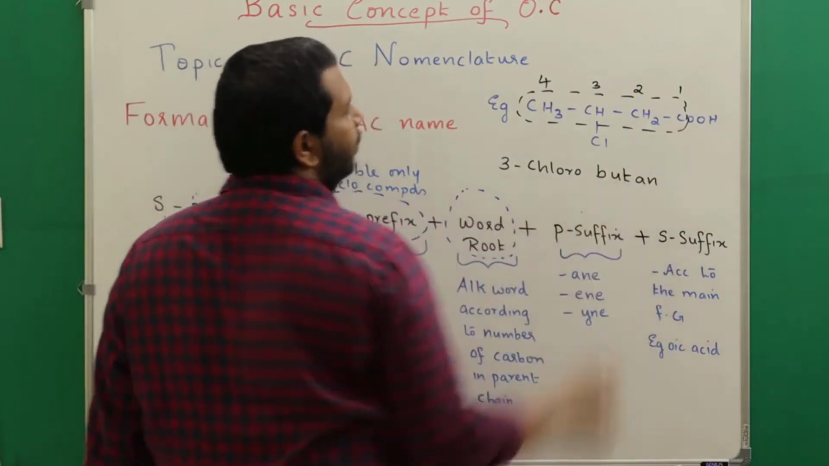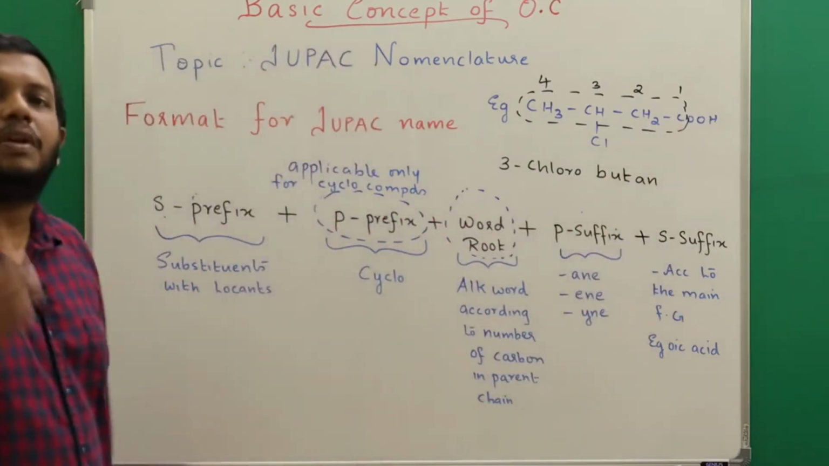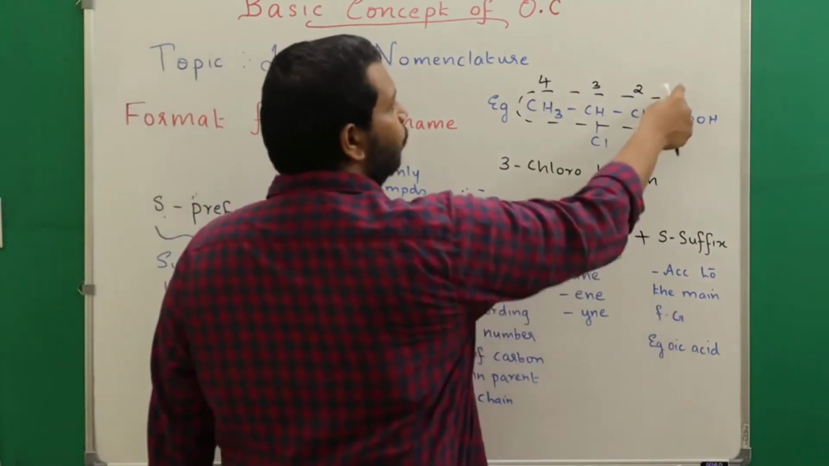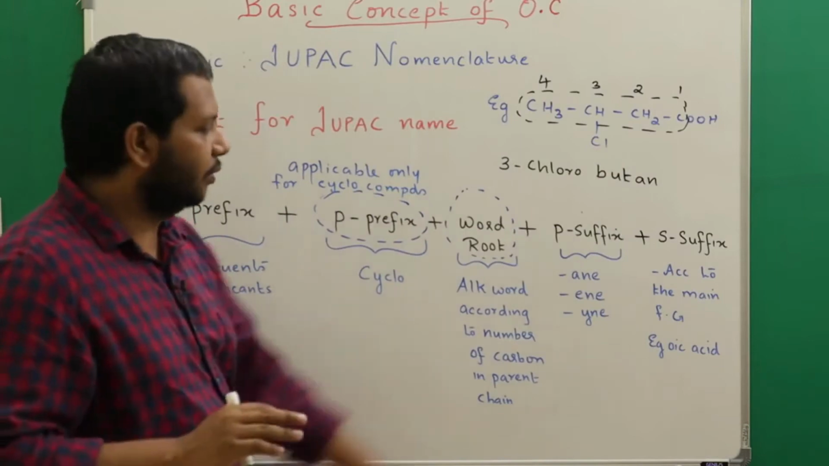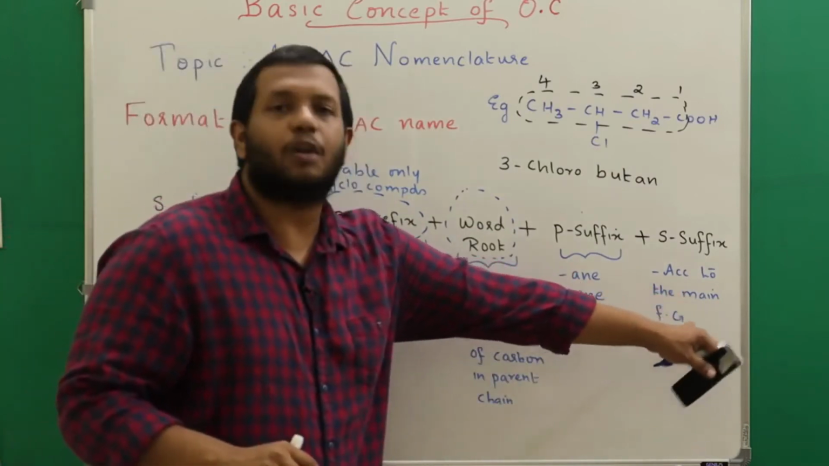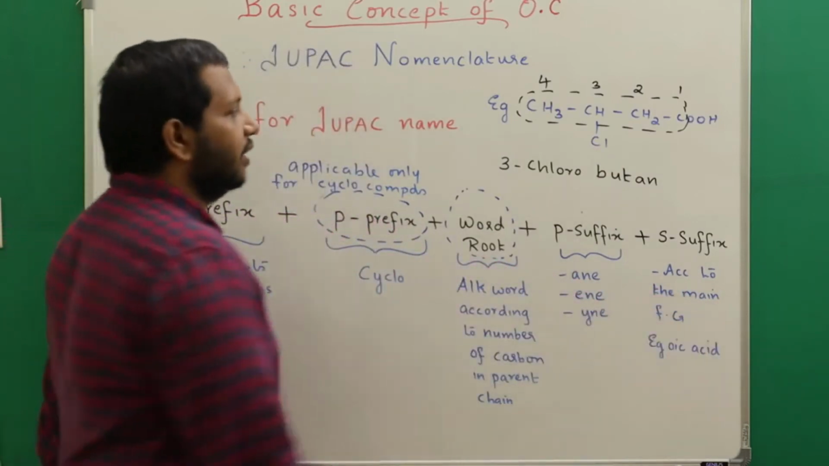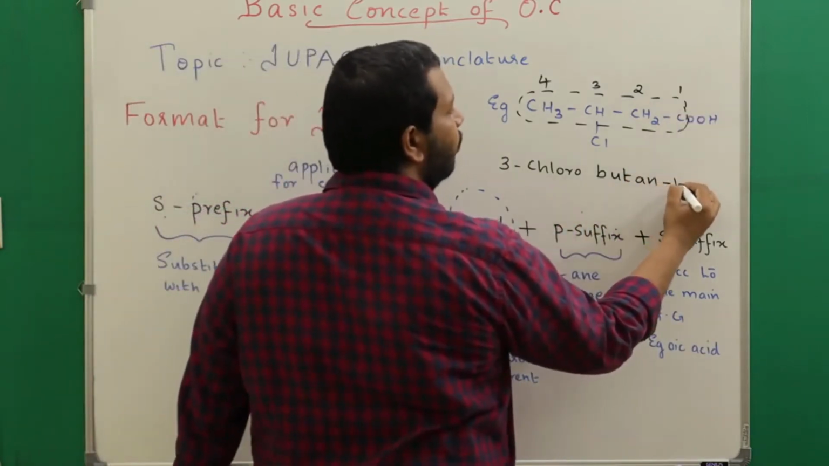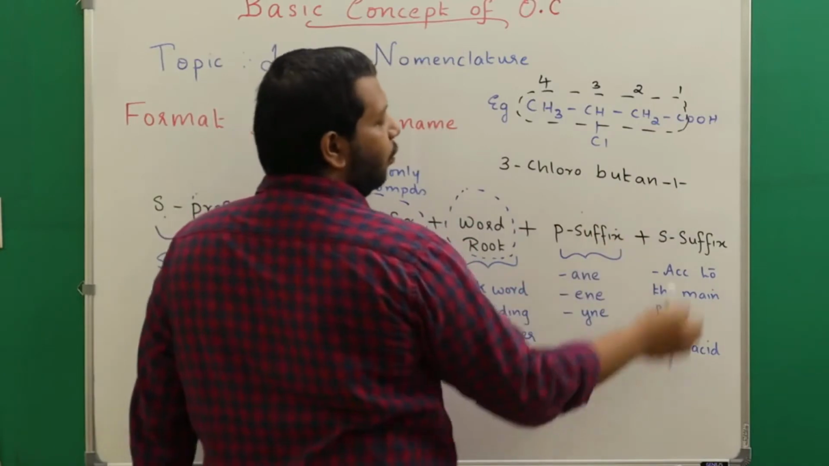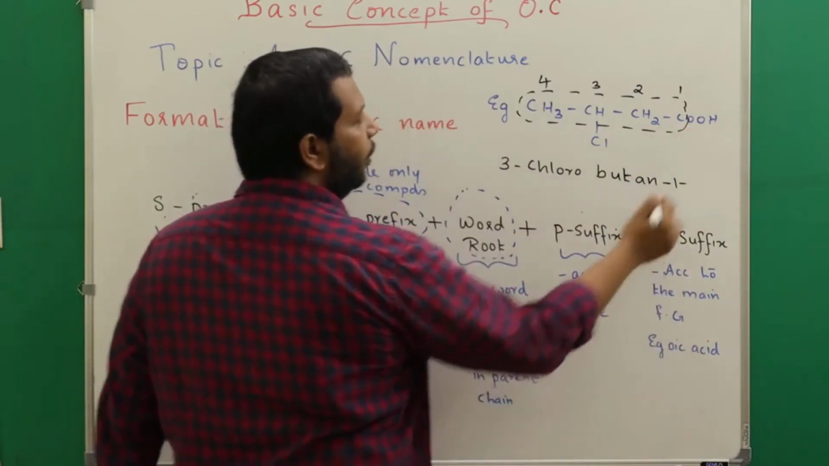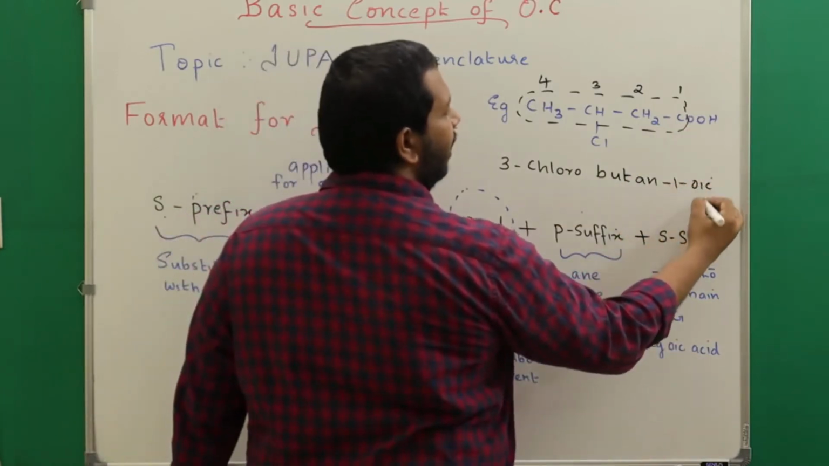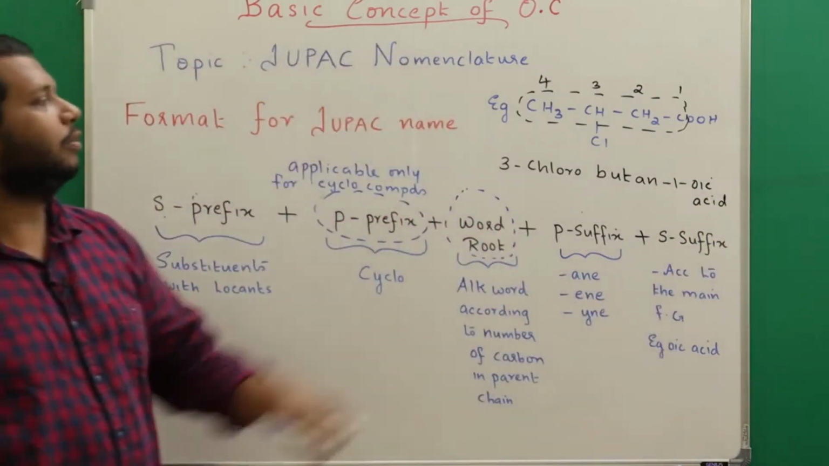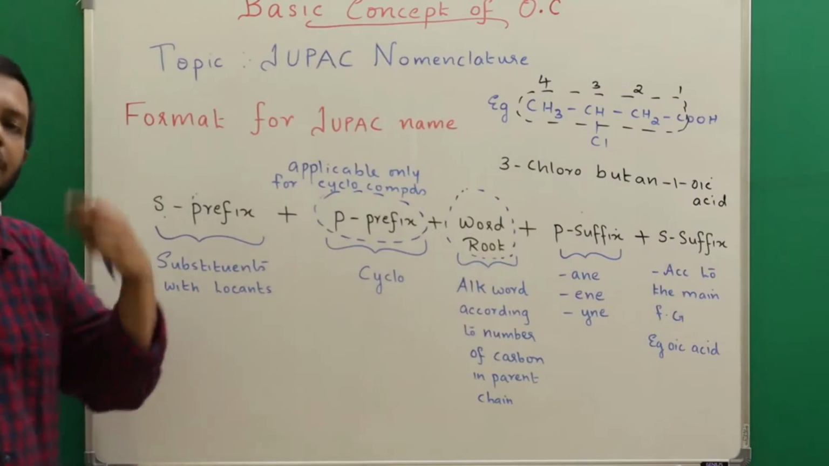Secondary suffix: yes, functional group COOH is present. That means oic acid. Here the functional group along with its position you need to mention. So according to the main functional group along with the locants, I can say butane, locant is 1, so butane-1, hyphen. What is the suffix? Oic acid. Understood? So 3-chlorobutane-1-oic acid. This is the way you need to name it.